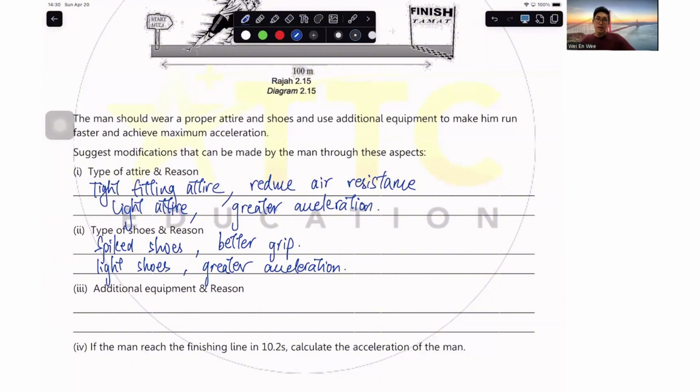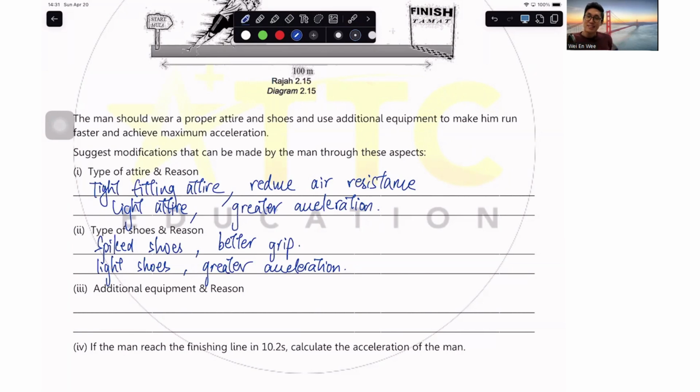Okay, next one. Now, this one, I'm not sure whether you all know or not, so I'm just going to tell you all. Carbon-plated shoes. Why you want carbon-plated shoes? Carbon, greater energy return. Why you need? I don't need energy return. I just want the maximum burst so that I can run the fastest in this 100 meters. No need energy return, no need anything like that. So this one is basically the best you can get.